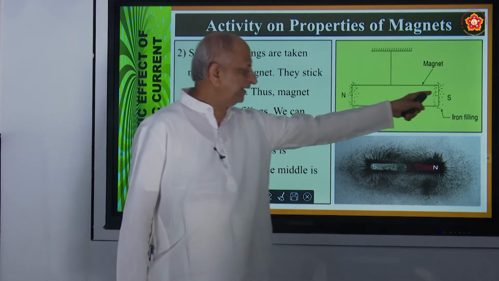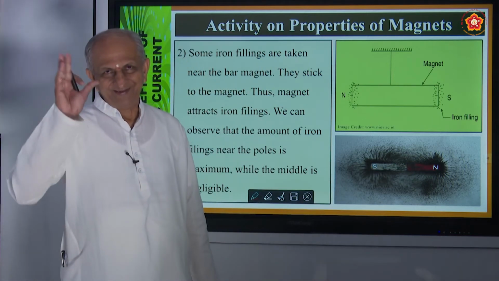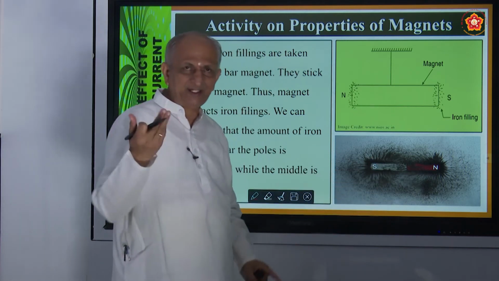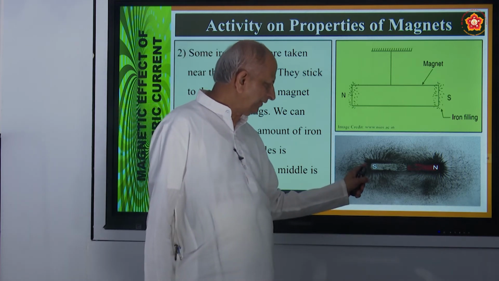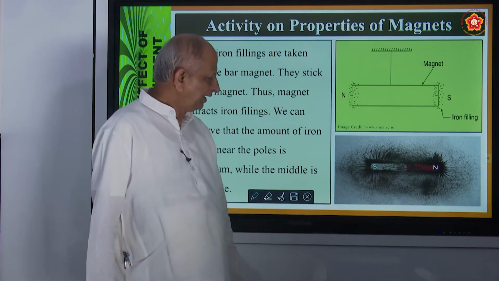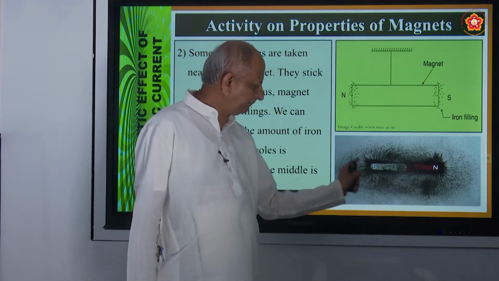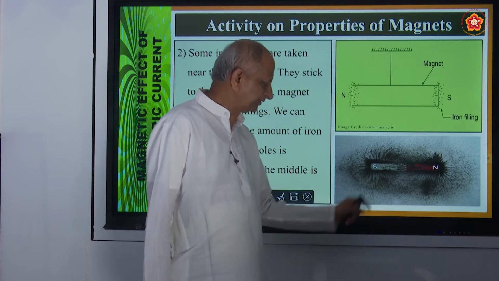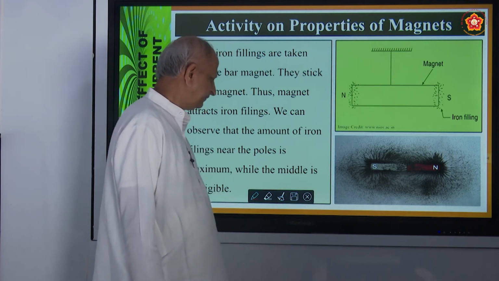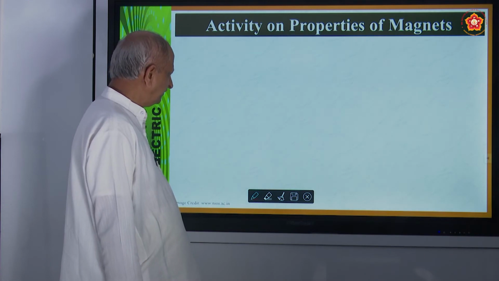If you bring some iron filings, they will stick on like this. So beautiful. See how nature is so beautiful. See the construction, it happens automatically. We find more iron filings near the poles, and from the north pole they go away to the south pole, they come near. These are called lines of force. And in the middle you find very few lines of force. Okay, so this is one more activity with regard to the properties.